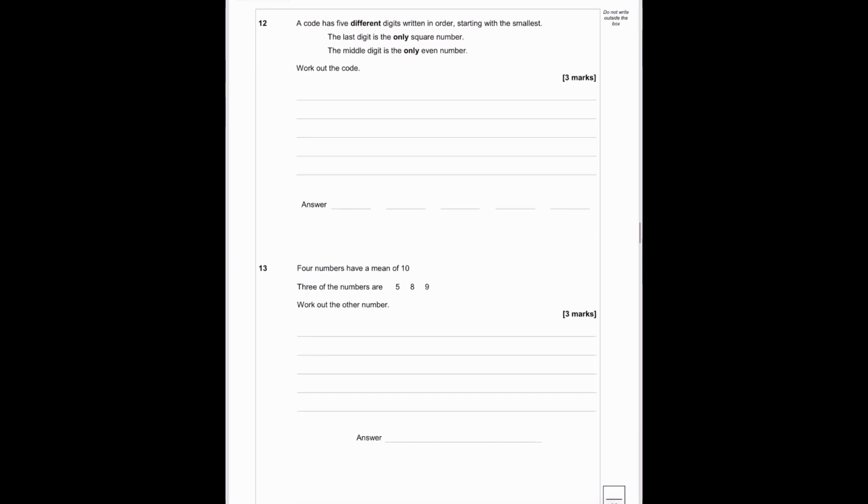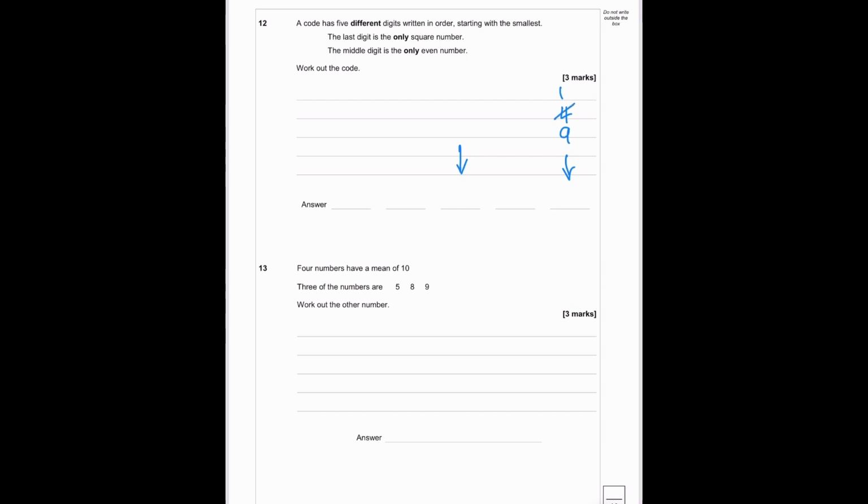Question 12. A code has 5 different digits written in order starting with the smallest. The last digit is the only square number. So this one can be the only square number. So that's going to be 1 squared is 1, 2 squared is 4, 3 squared is 9. So it has to be one of these. But it tells us the middle is the only even. So it can't be 4.